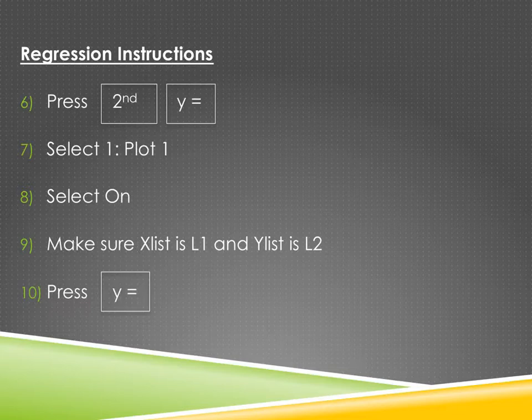If, when you're doing this later, the dots don't show up the way they need to, you would go through steps 9 and 10, or step 9, which is to make sure that the X list is L1 and the Y list is L2. We can actually check that real quick. Let me think where it is.